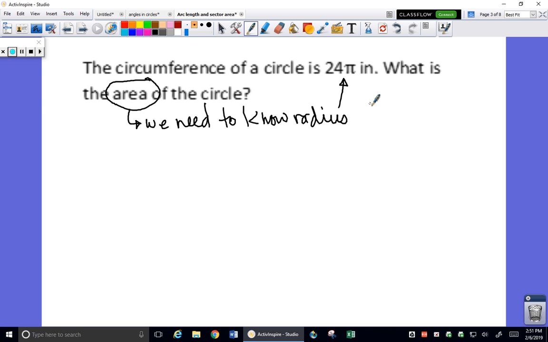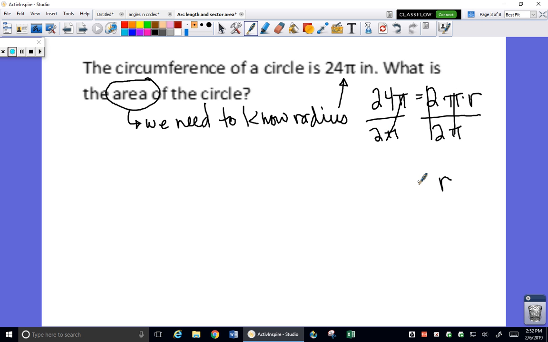Circumference is 2 times pi times radius. So if I solve this for r, divide both sides by 2 pi. The pi's divide the pi's, and then the numbers will divide the numbers. And I find that the radius of this circle, with a circumference of 24 pi, is 12 inches.